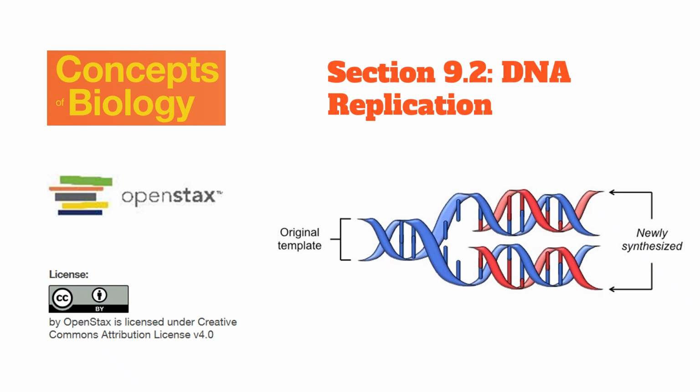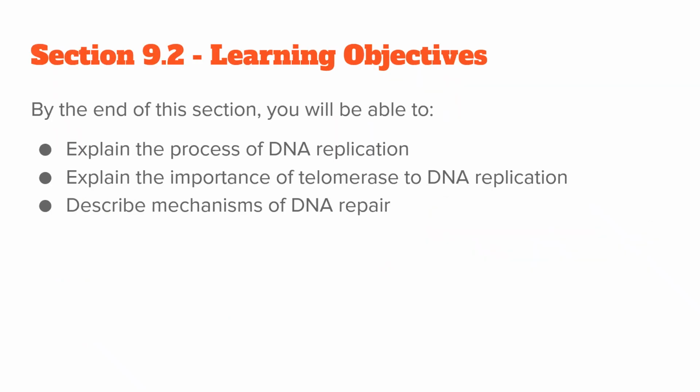Welcome to section 9.2, DNA replication. In this section, we'll see how a cell copies its DNA before division, so each daughter cell inherits a complete genome. By the end of this section, you should be able to explain the steps of DNA replication, explain why telomerase is important for chromosome ends, and describe how proofreading, mismatch repair, and nucleotide excision repair correct mistakes.